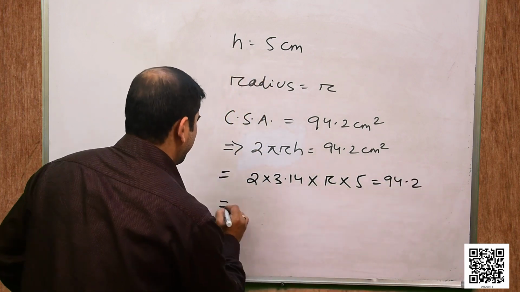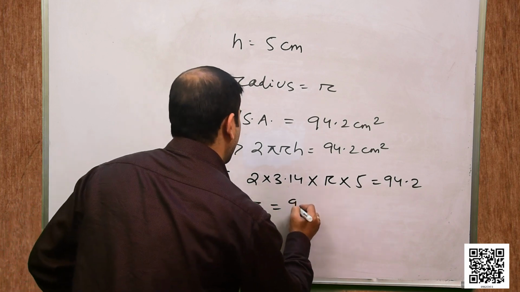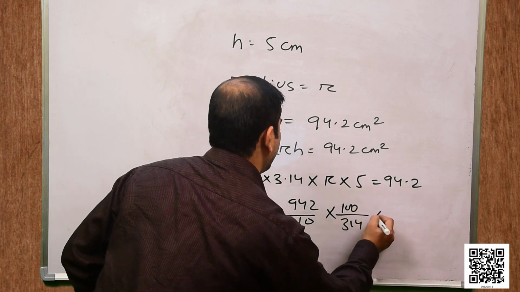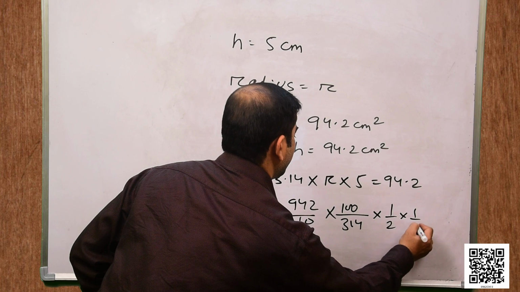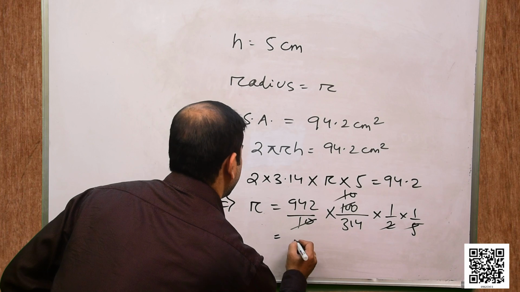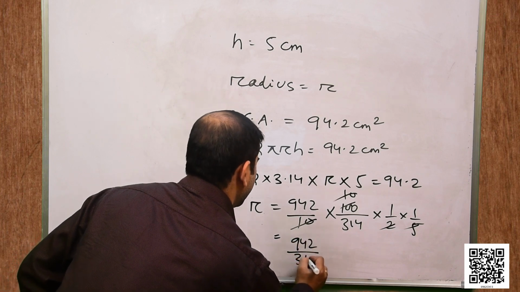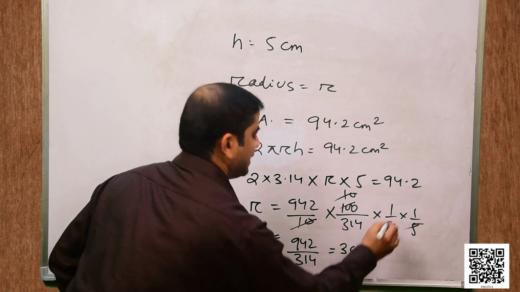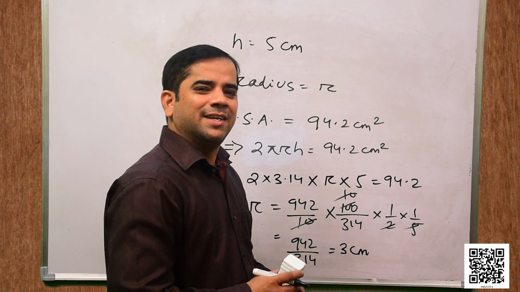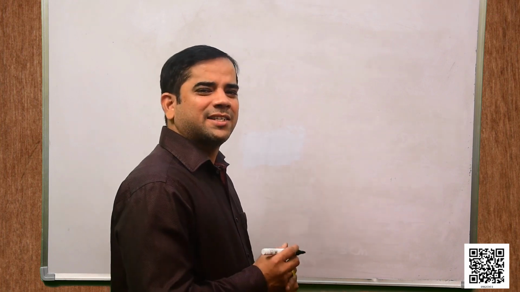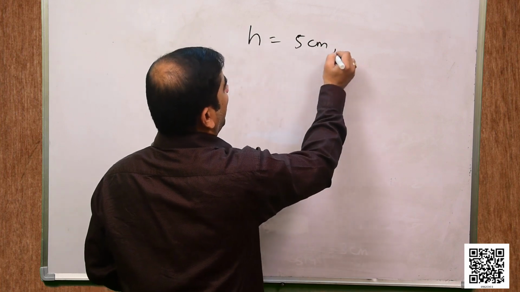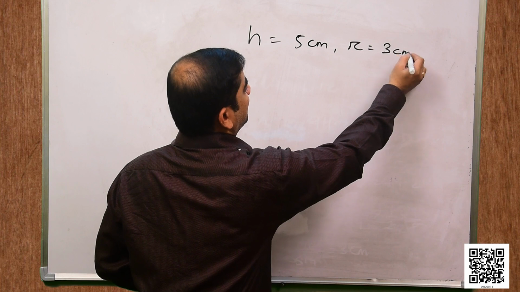So, students, that implies R is equal to 942 by 10 into 100 by 314 into 1 by 2 into 1 by 5. So, 942 by 314 is equal to 3 centimeter. Okay. So, the radius is found to be 3 centimeter. Let us now find the volume. We have got height as 5 centimeter and the radius is 3 centimeter.